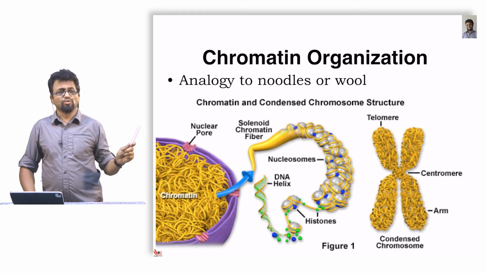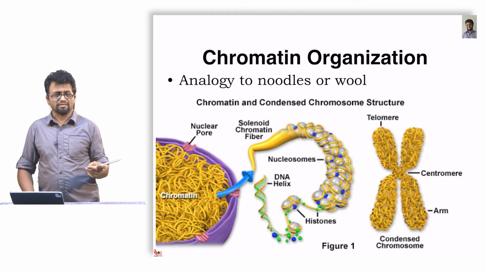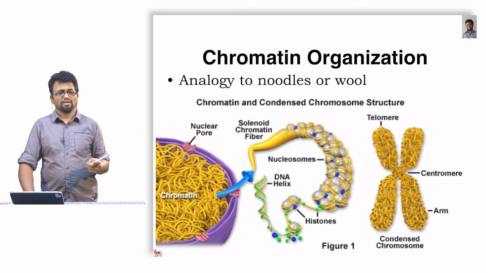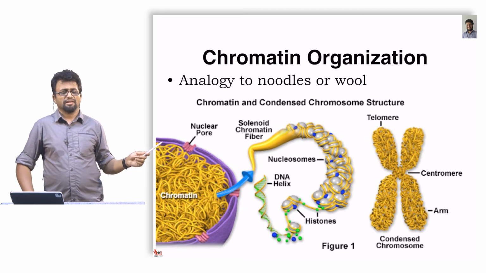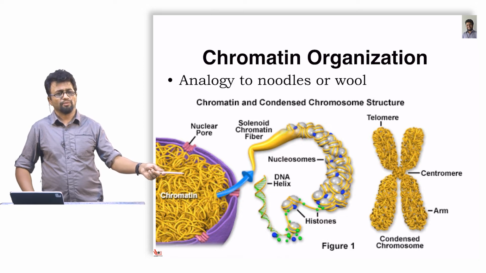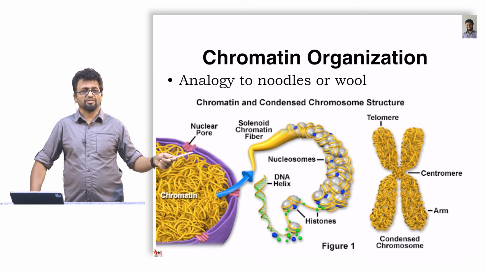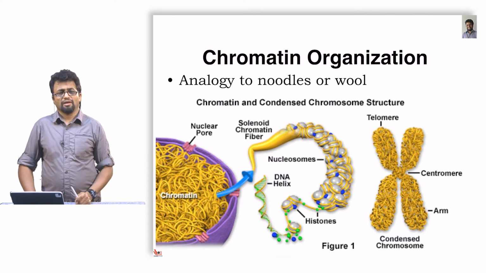This analogy to noodles or wool is useful only to the extent that it is not like this. Chromatin is not in the form of a bowl of noodles, but in fact is organized in a hierarchical manner, and we say that there is initially naked DNA which is coated with histones, which allow this winding structure, a bead on chain as it is sometimes referred to, which themselves form a higher order structure called the solenoid or chromatin fiber, which themselves go into forming higher and higher structures.